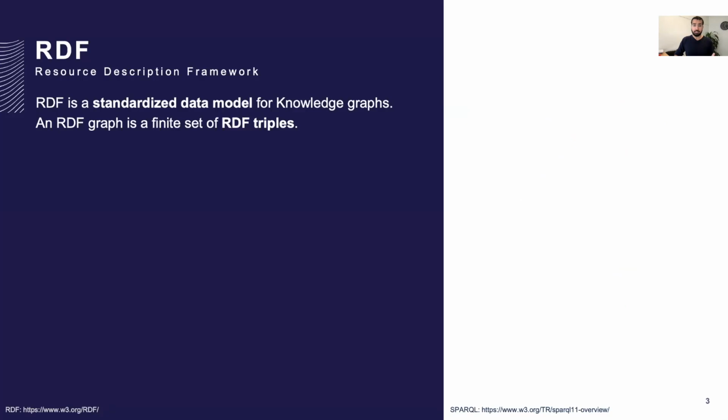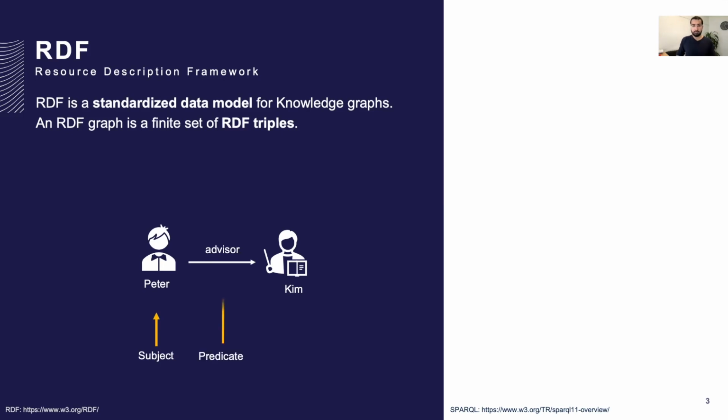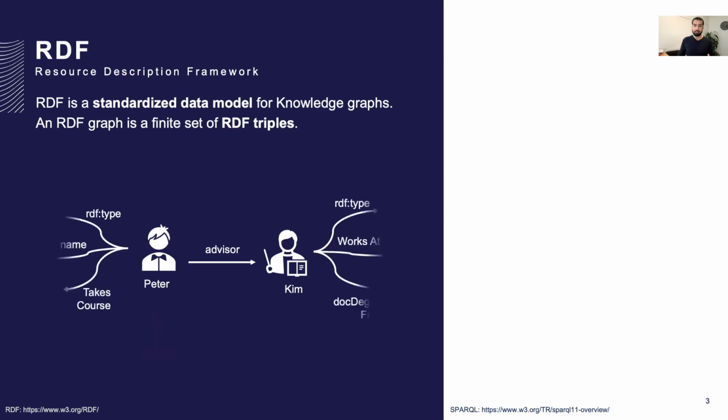In order to represent knowledge graphs, RDF is a standardized data model. It consists of a set of triple patterns. For example, given Peter and Kim, where Peter is a student and Kim is a professor, Peter is advised by Kim. Here, Peter is the subject, advisor is the predicate, and Kim is the object. Together, they form an RDF triple. Collectively, an RDF graph is a set of various RDF triples.